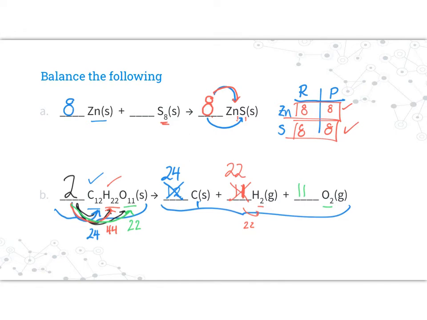Notice how once I got here and I decided I needed to double, it just simply doubled the coefficient that I had balanced for everybody else at this point. So my final answer was 2C12H22O11 makes 24 carbons, 22 hydrogens, and 11 oxygens. That one was tricky.